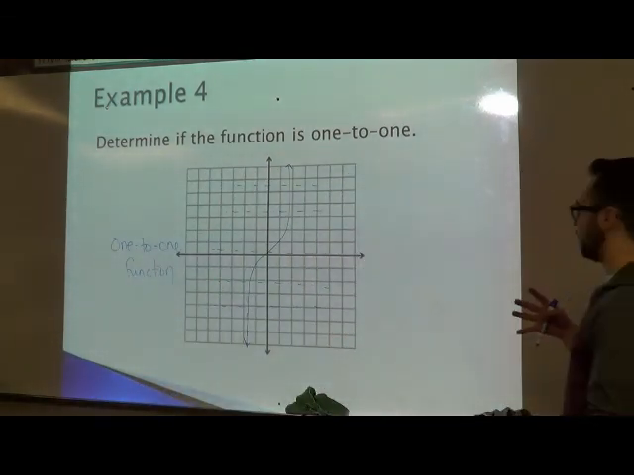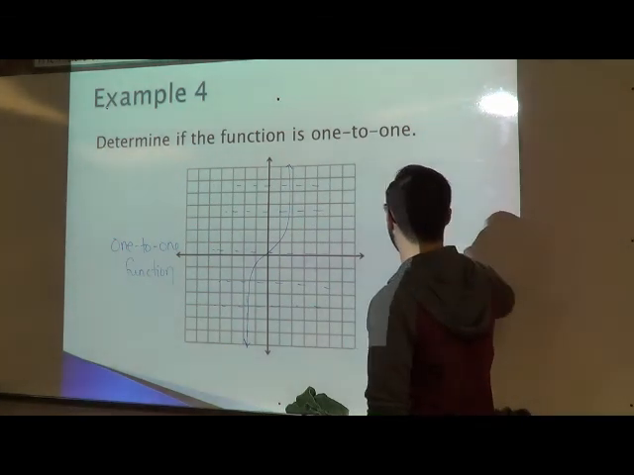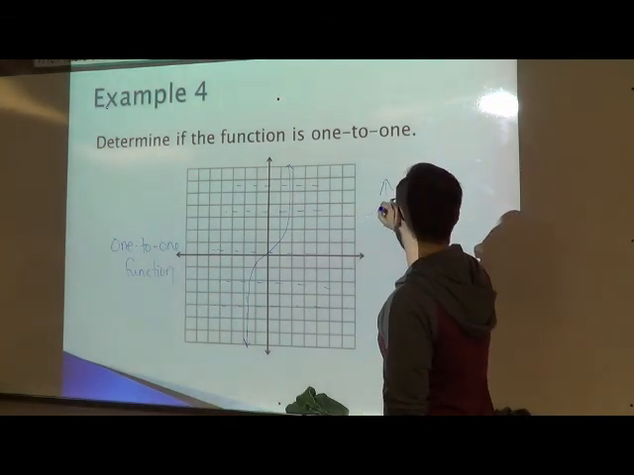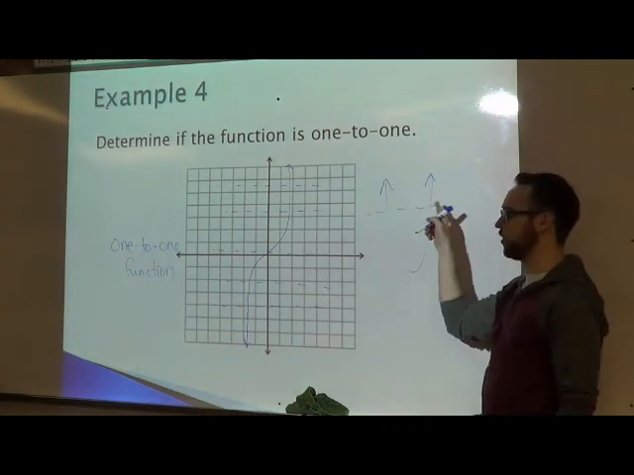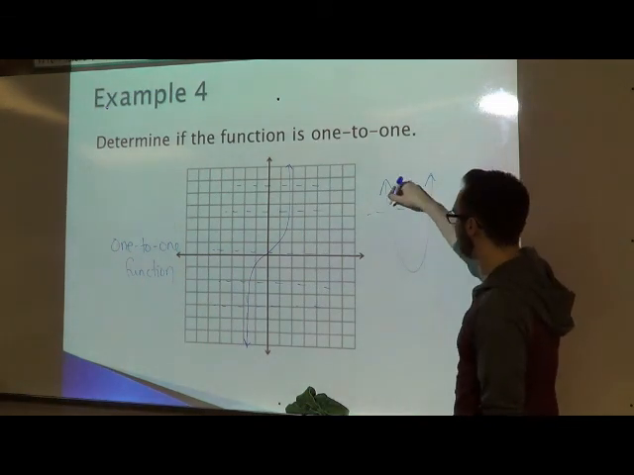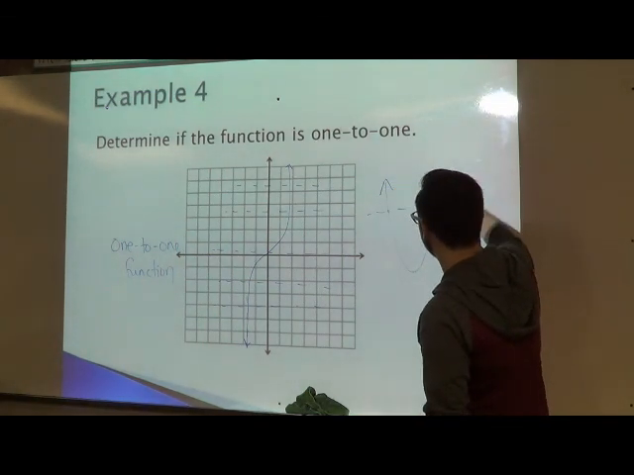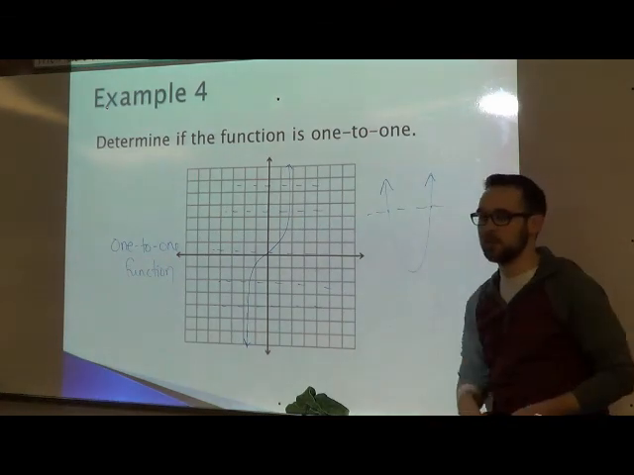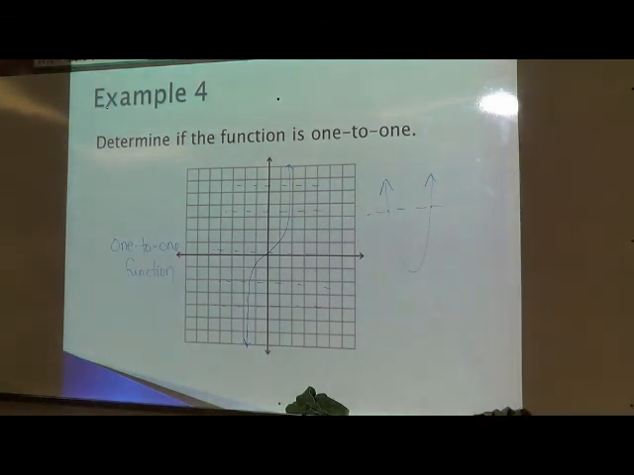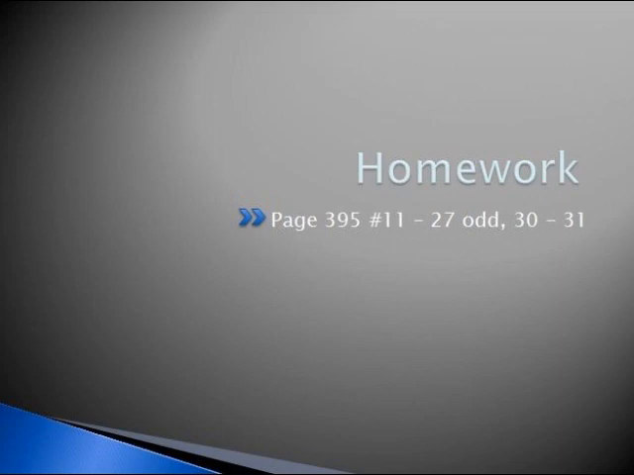Now, an example of something that would not be a one-to-one function would be a quadratic. Because if you were to look at this one, it does not pass the horizontal line test because it crosses in multiple points this way. It passes the vertical line test, but not the horizontal line test. And that wraps up section 2.